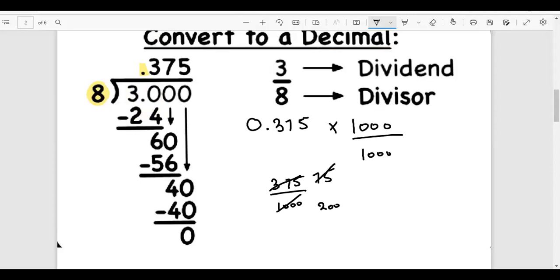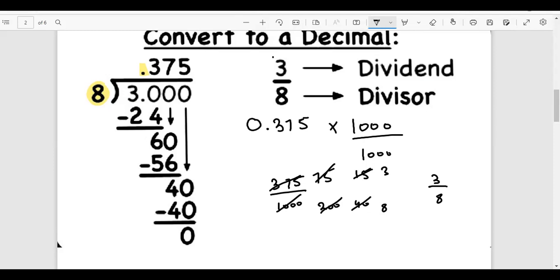Again, I can divide both of them by 5. So the denominator would become 40 and the numerator would also be divided by 5 and it would become 15. Again, I can divide by 5, so it would be 3 and it would be 8, and finally I got 3 by 8. That is correct.